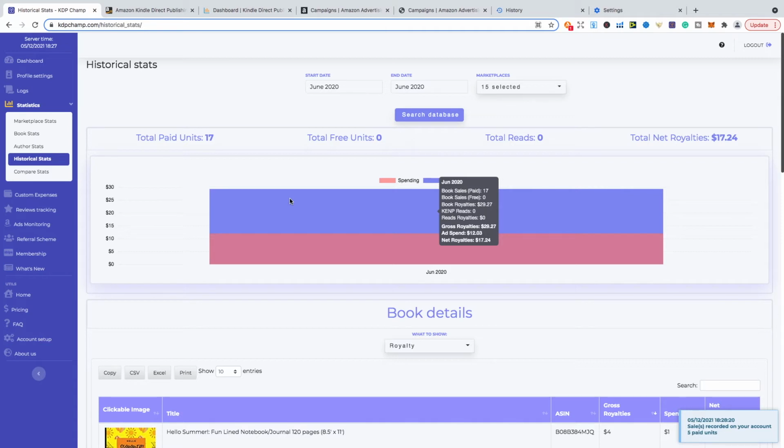But to start off with, I was mostly creating notebooks and journals, as these are pretty simple to start off with and allow you to get used to the keywords, get used to creating covers and the whole process. And you can build up the foundations from there.